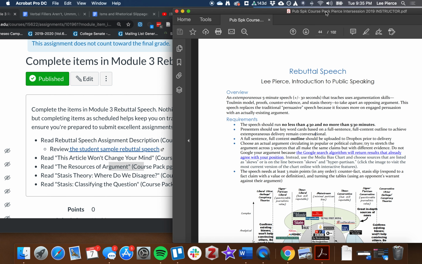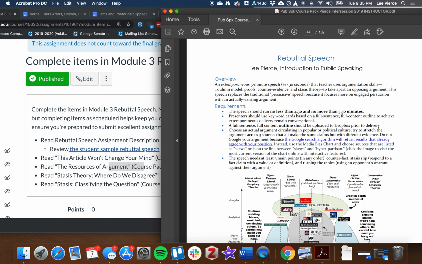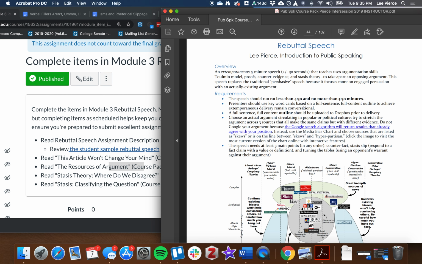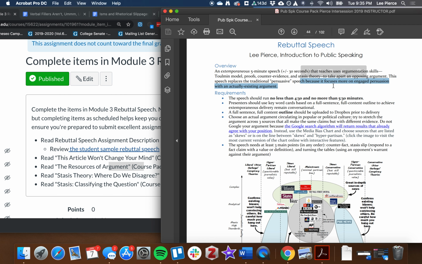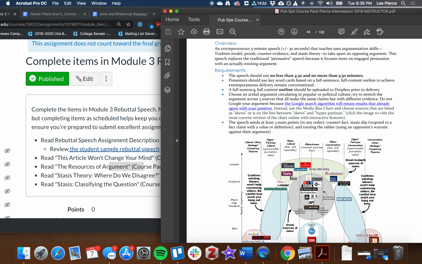So if we scroll over to the rebuttal speech, you'll see it's about a 5-minute speech where you're going to use different argumentation skills that we'll discuss in upcoming videos. It replaces the traditional persuasive speech, focusing more on engaged persuasion with an actual argument instead of just making up why you're right about things. So you want to write the speech about 5 minutes. You're going to do it extemporaneously with note cards, just like the previous speech. You still need to write a full sentence, full content outline.